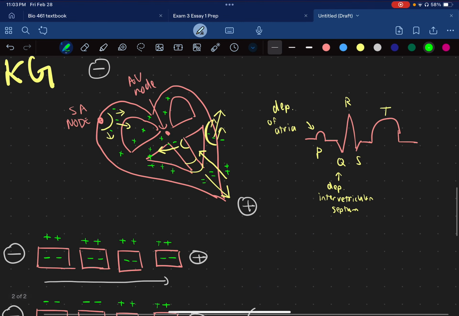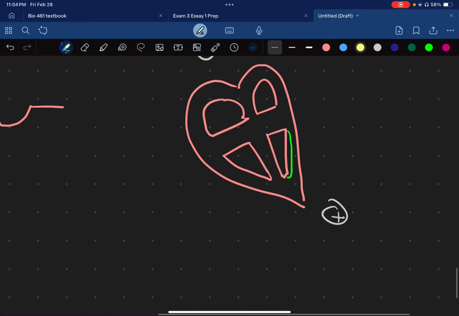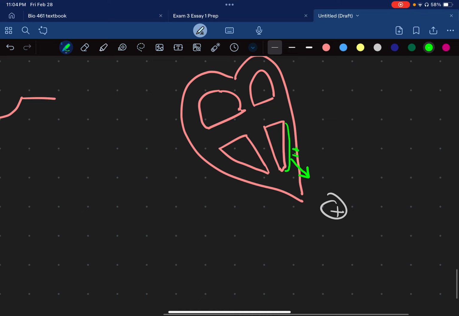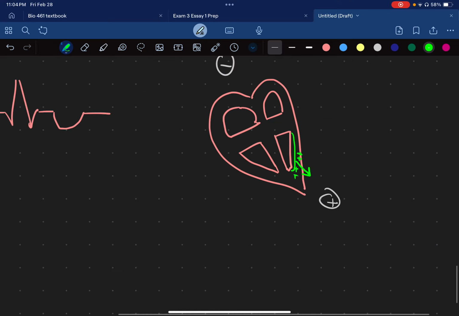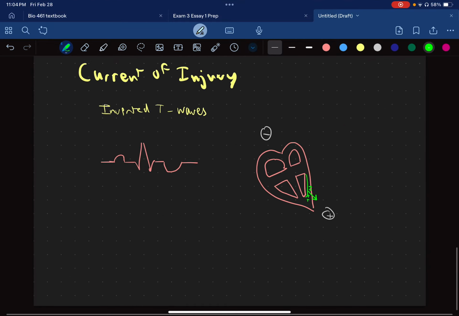So up here we were saying the T wave is from epi to endocardium. Down here, because of hypoxia, it's going to be from endocardium to epicardium. And what that's going to cause is a positively charged tail going towards a positive electrode, which will cause our inverted T wave. So that's some slight hypoxia.